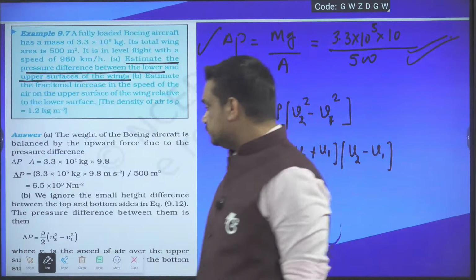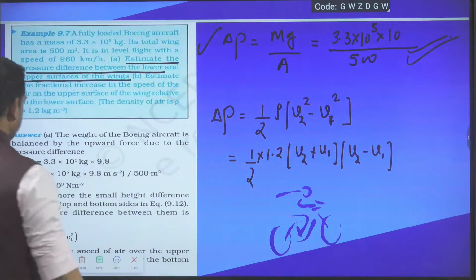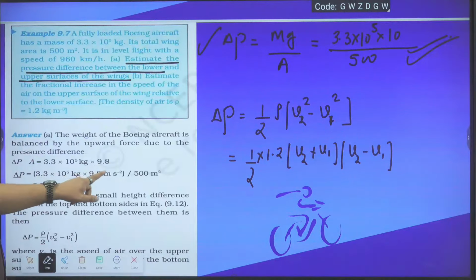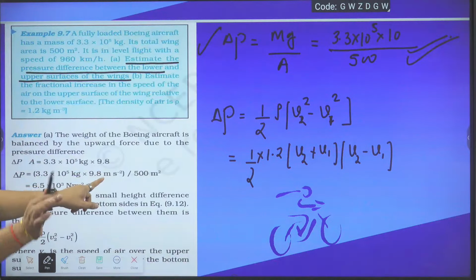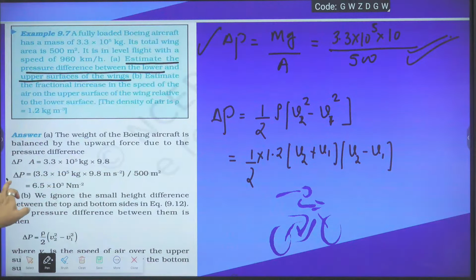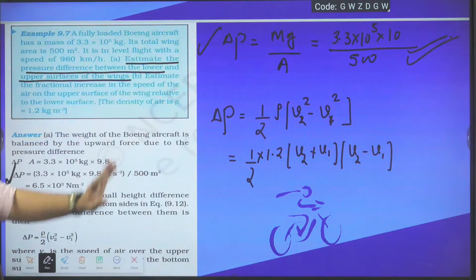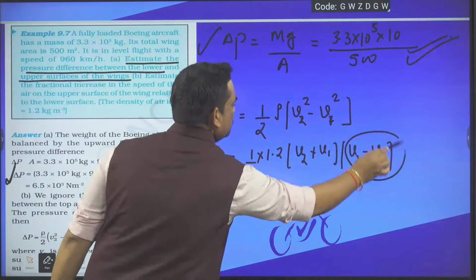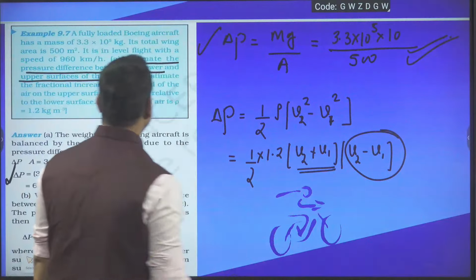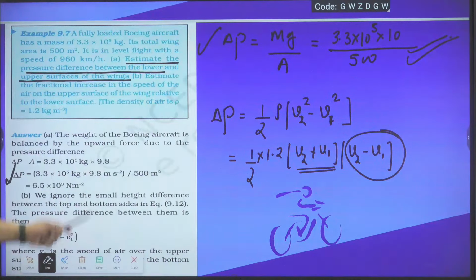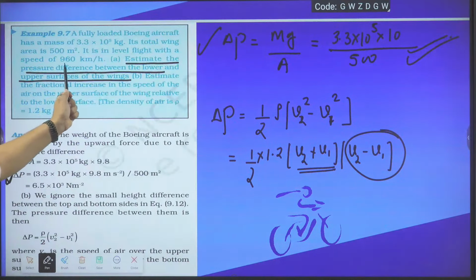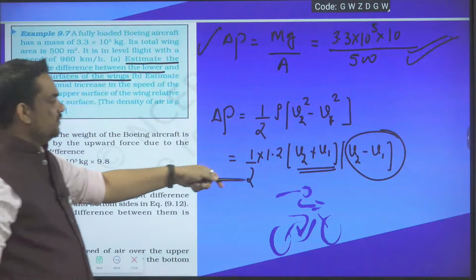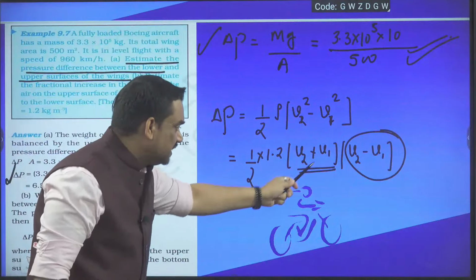Okay, so delta P is given by 3.3 into 10 power 5 into g; they have taken 9.8, we'll always take 10 by a. We got this. After that they are asking for delta V. This one we can say is the delta V, and this one we can say is the average speed. The average speed is given as how much? 960 kilometer per hour. V2 plus V1 by 2, this thing we can say is the average speed.